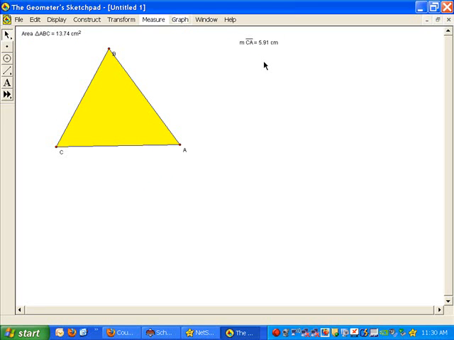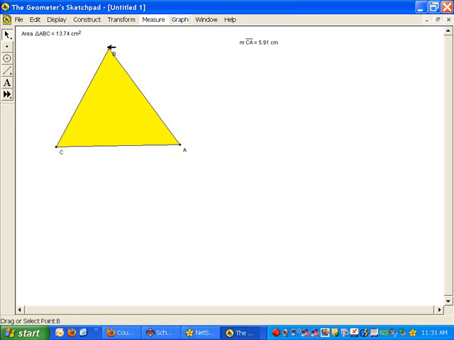What represents the height of this triangle if we're using base AC? Is it distance AB? Is it distance BC? What you have to do in order to find the height of a triangle is use its height or altitude, which is a perpendicular segment from the base that you're using to the opposite vertex.